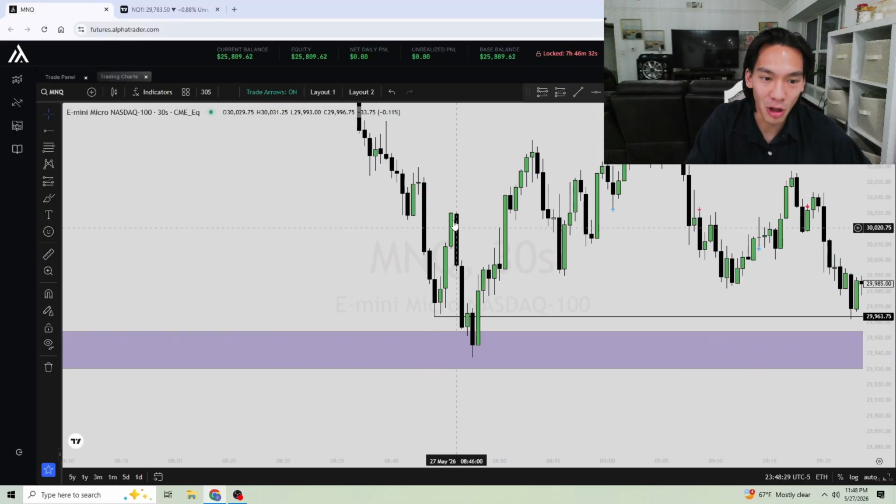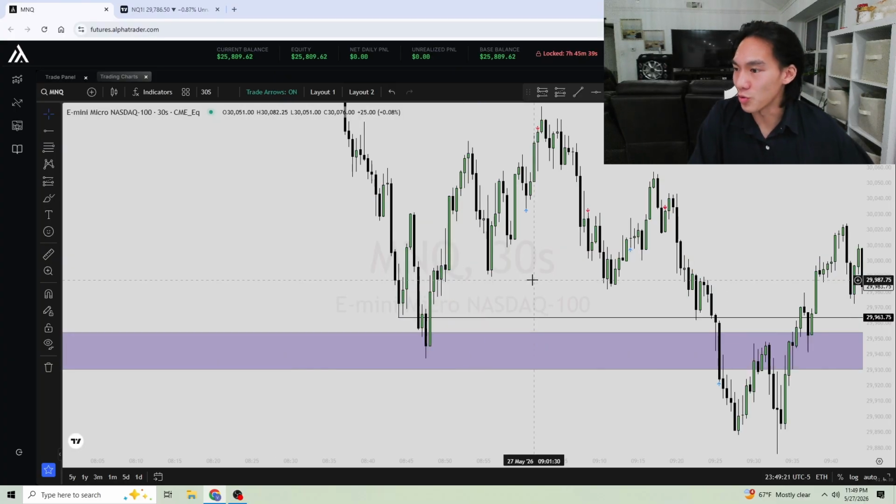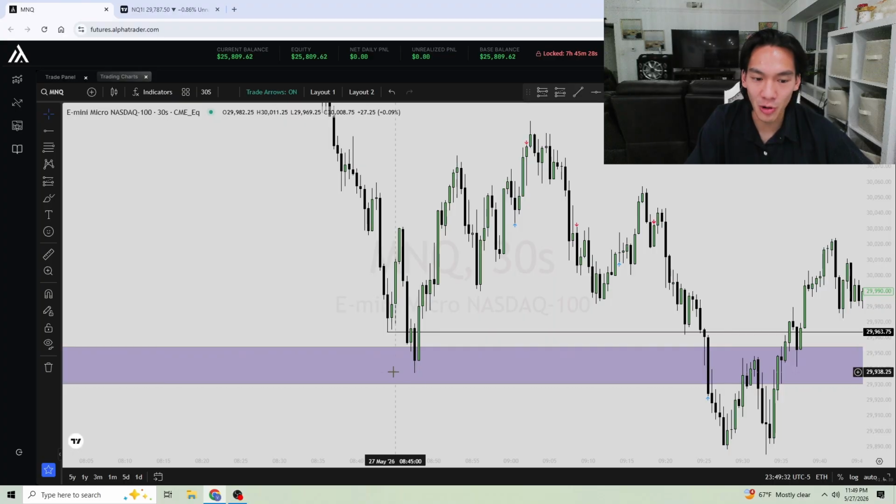So that 1 minute long fails right here. And then finally we come down, sweep this low and tap into the bullish 4 hour fair value gap, which is one of the draws on liquidity that I wanted to hit before we go look for longs toward all time highs. So after we swept this low and tapped into the bullish 4 hour, I'm looking for longs here.